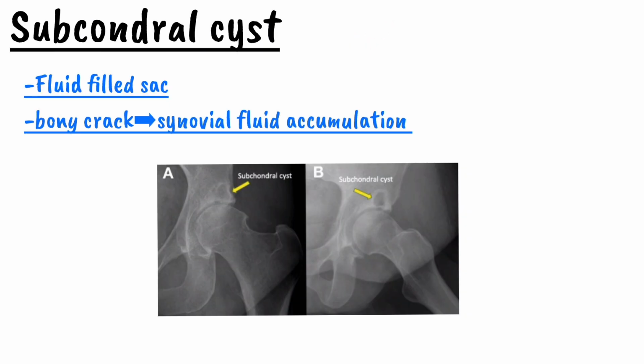The last X-ray finding in a patient with osteoarthritis is a subchondral cyst. The subchondral cyst is a fluid-filled sac, like an accumulation of synovial fluid in bony cracks, which will form a cyst. The yellow arrow in this image is showing a subchondral cyst in a patient with osteoarthritis.